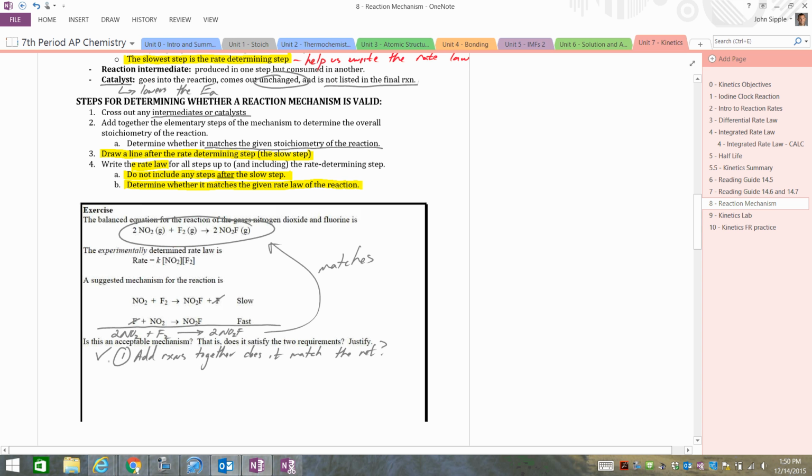Very often, I mean, I think I've come across maybe one or two problems where it hasn't matched. It's very rare that it doesn't match. So usually what you have to do is go to the slow step and anything before it, and figure out if the rate law matches.